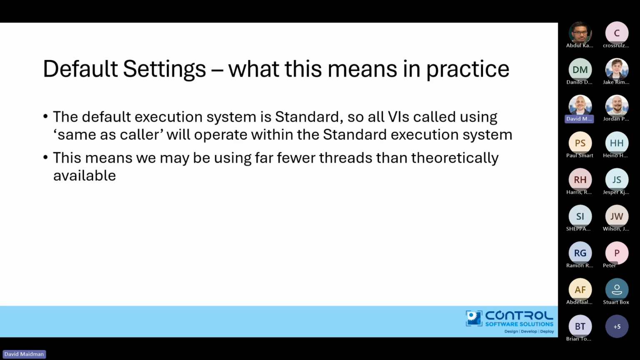So if we think about the default settings and what this all means in practice, if the default execution system is standard and we don't change it, and the sub VIs are all same as caller, that means that all of our code is going to operate within that standard execution system. So that means we'll be using far fewer threads than theoretically we could be, which is why sometimes when you scale your system up, you're not necessarily seeing a big increase in performance.